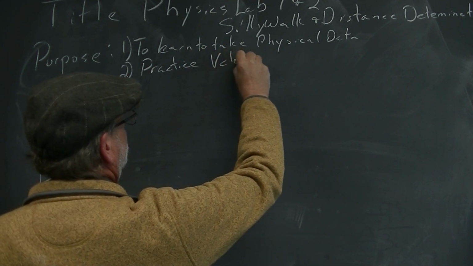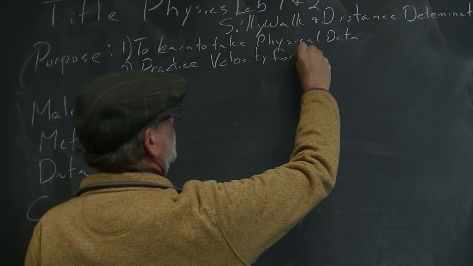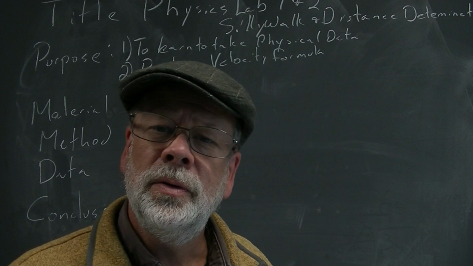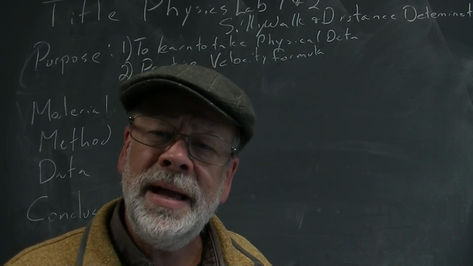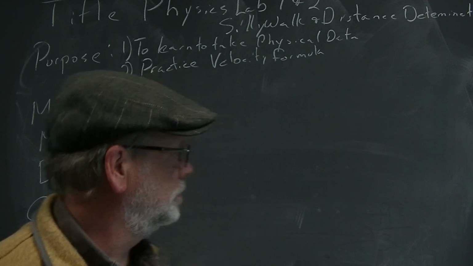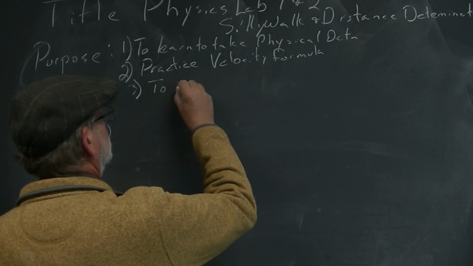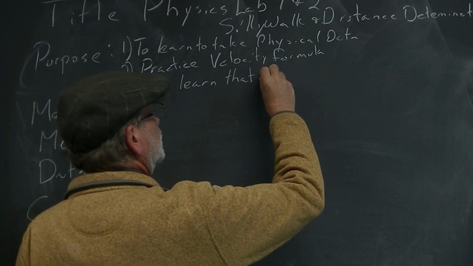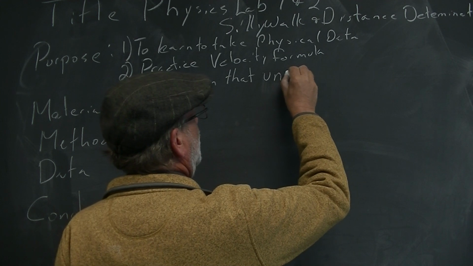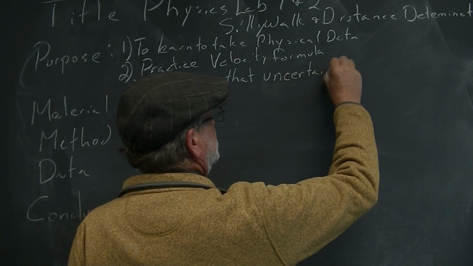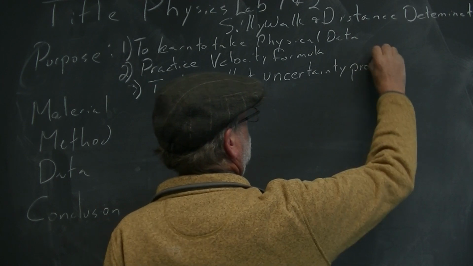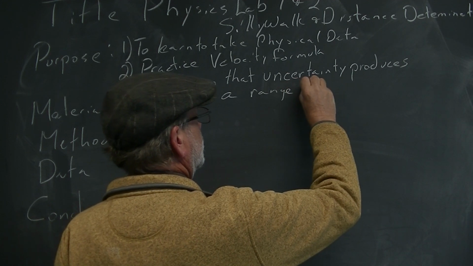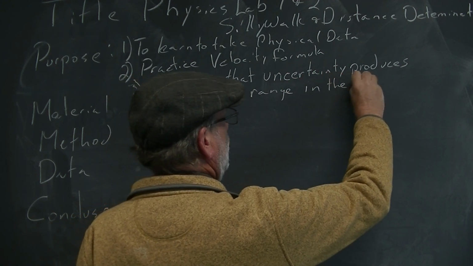2, practice velocity formula. There's a third one here as well, okay? 3, to begin to understand the range of numbers, to learn that uncertainty produces a range in the output.